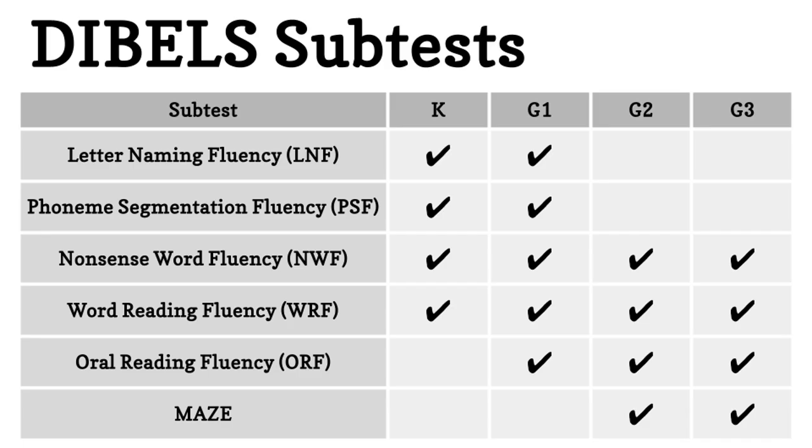DIBELS uses several subtests to measure student development. Subtests are administered in the order of skill development and only given when they align with grade level instruction. Only those who have received adequate training are able to administer the DIBELS screener with our students.